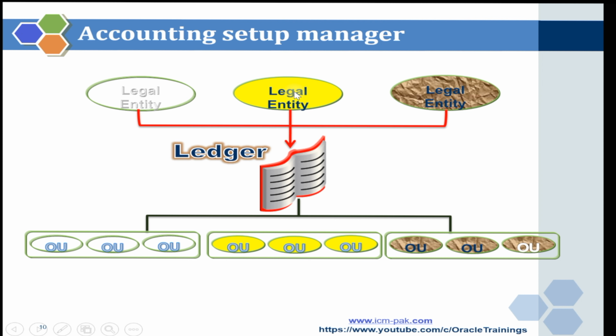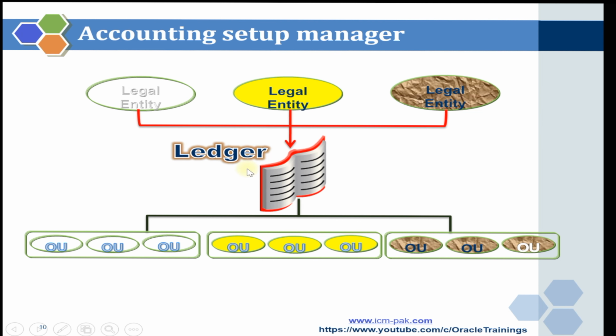A legal entity is a legal company which is registered with a government organization, under which that company has to submit its financial statements. Whatever company is reporting to the government organization will be considered a legal entity. So one ledger can be linked with more than one legal entity.